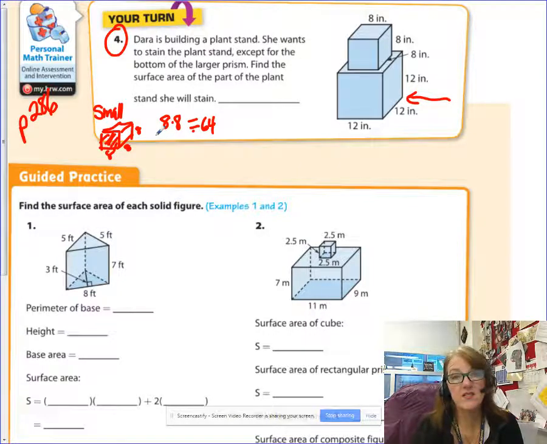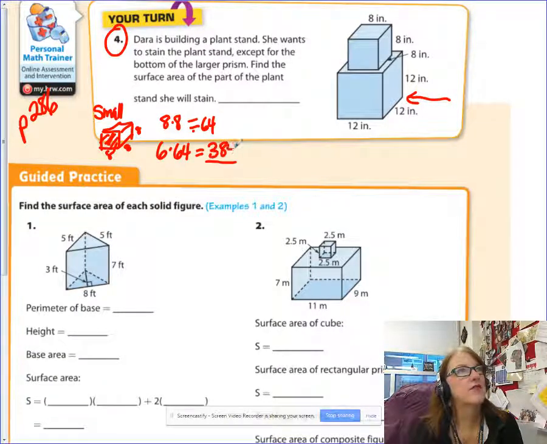But you have 6 of them. Front, back, top, bottom, left, right. So really, we can take 6 times 64 and get your total there. Grab your calculator and crank that one out. I think it's 384. Okay, let's leave that number there.